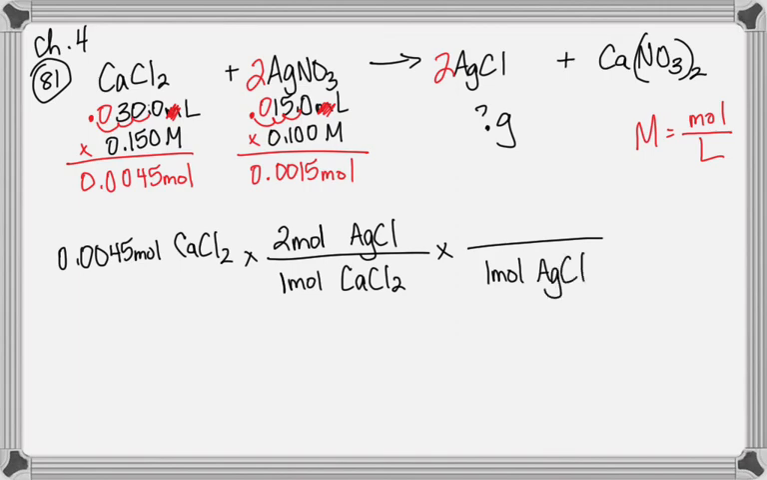And then I need to calculate the molar mass of AgCl, which is 143.32. Okay. So I calculate the amount of product with the calcium chloride. Then I also have to do it with the silver nitrate.